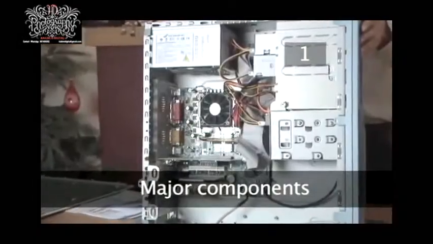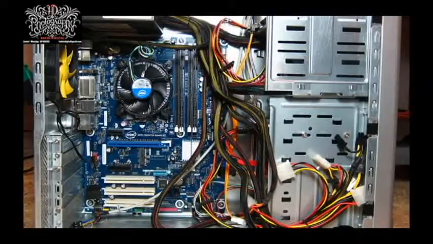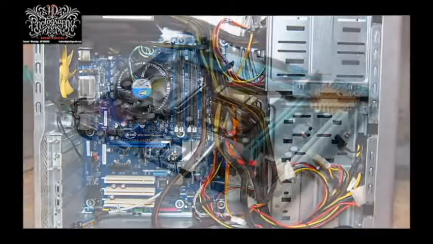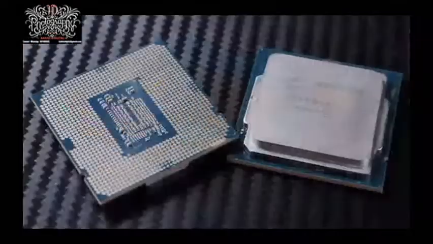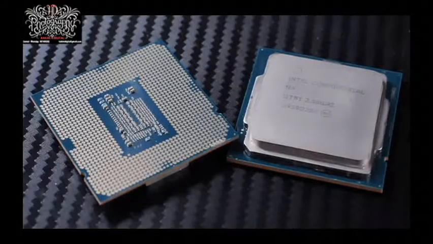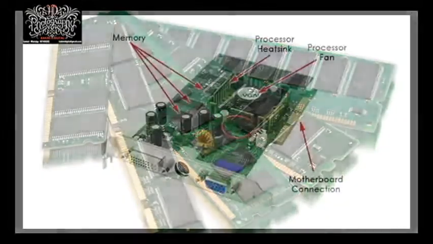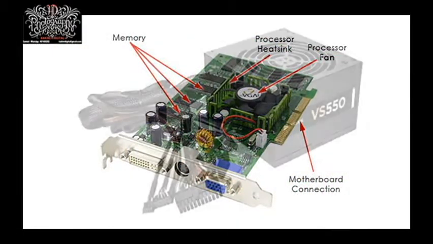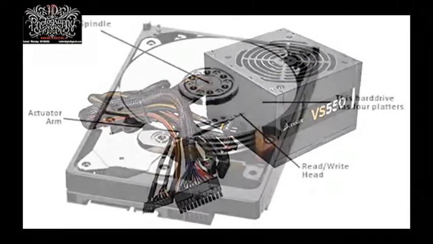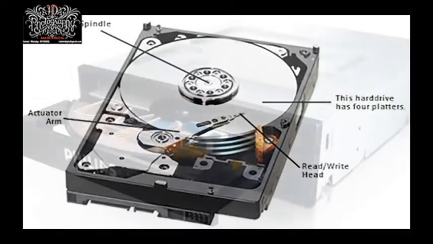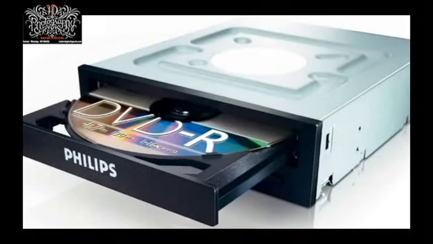Step 1. Major components. The major components in a CPU cabinet are the motherboard, CPU (central processing unit), RAM (random access memory), graphics card, power supply, hard disk drive, and optical drive.